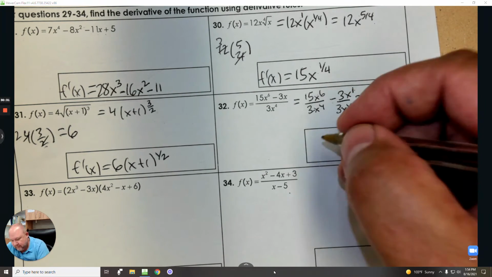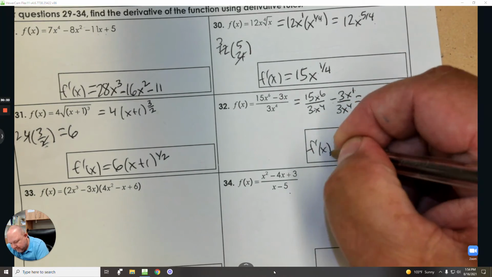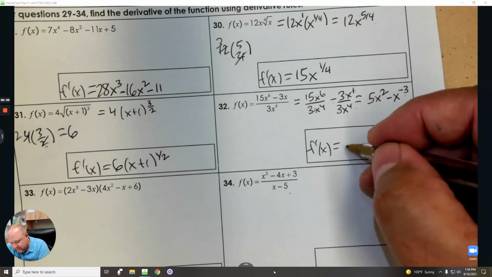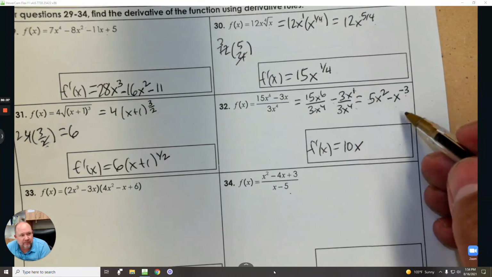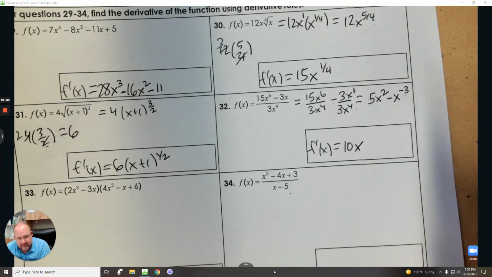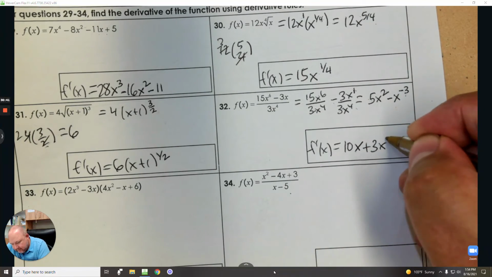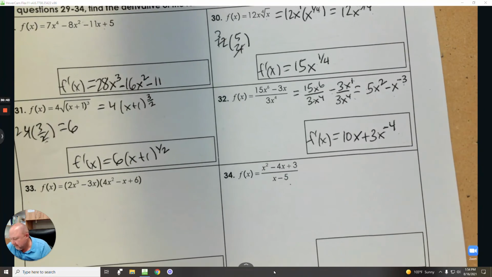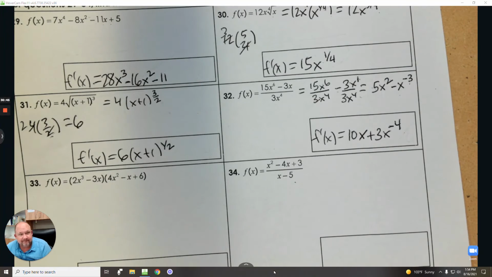So 2 times 5, let's write down the derivative. 2 times 5 is 10. Subtract 1 from the exponent. A negative times a negative is positive 3. If you subtract 1 from the exponent, it's negative 4.